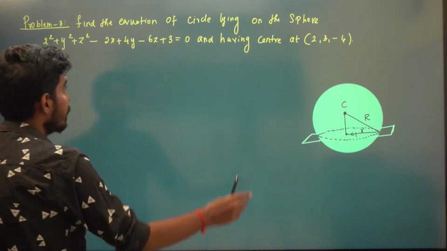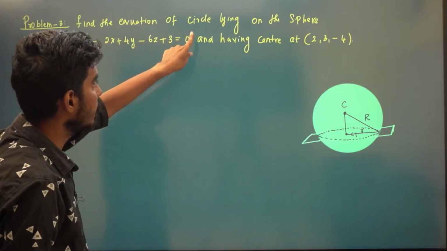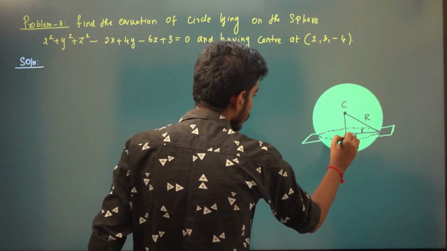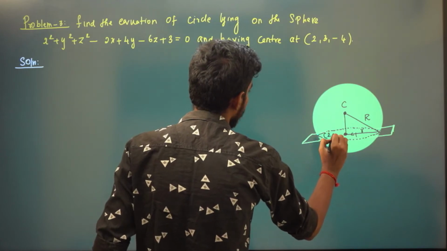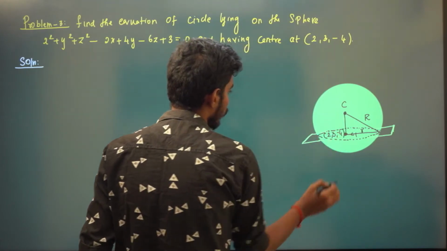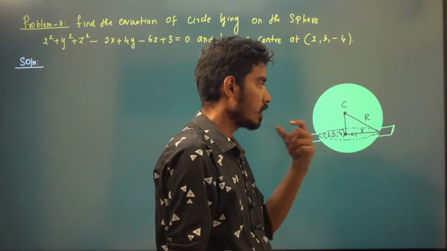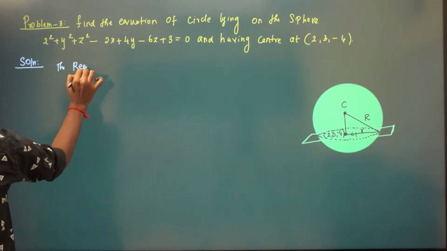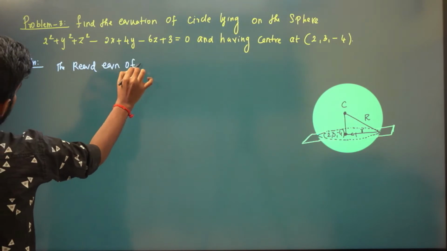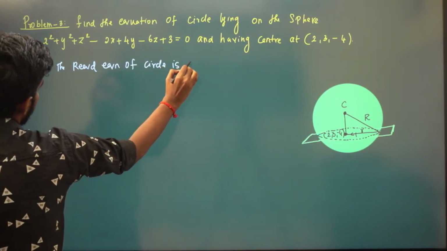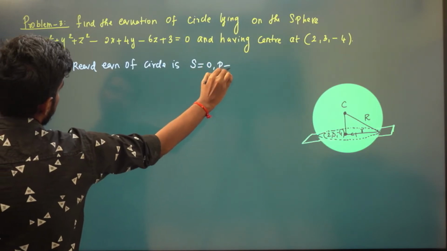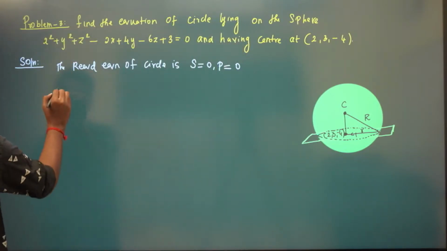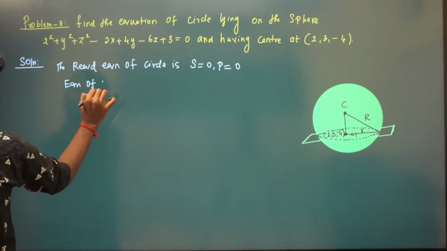They have given the center also. Find the equation of the circle lying in the sphere having center at 2, 3, minus 4. So the required equation of the circle is given by S = 0, P = 0. We already know S. We need to find the plane equation.